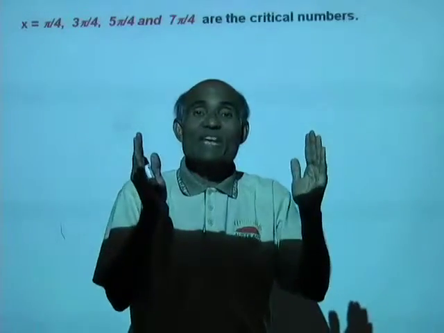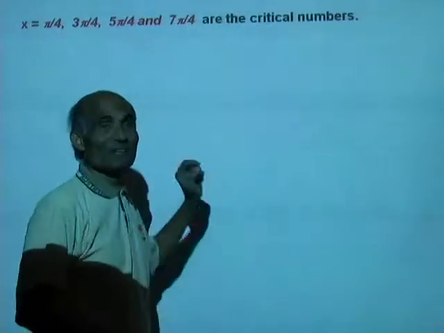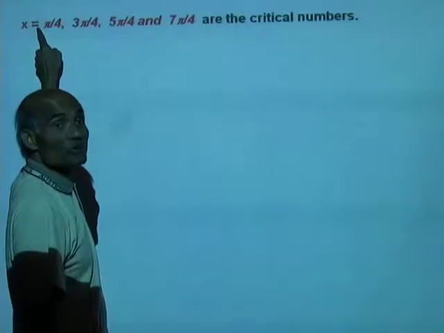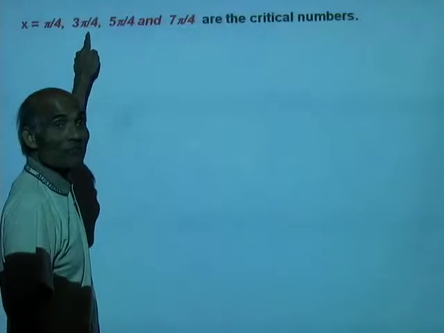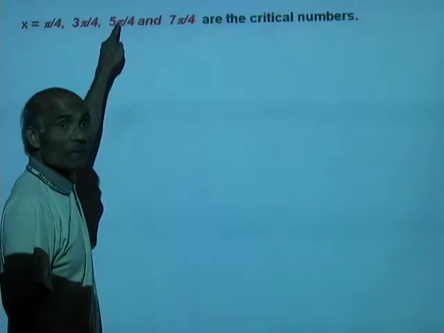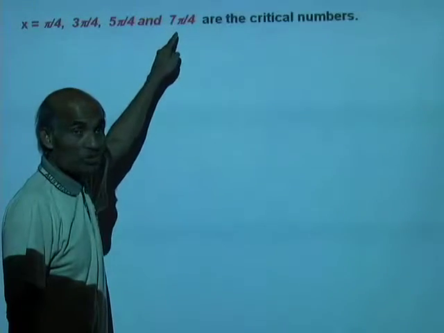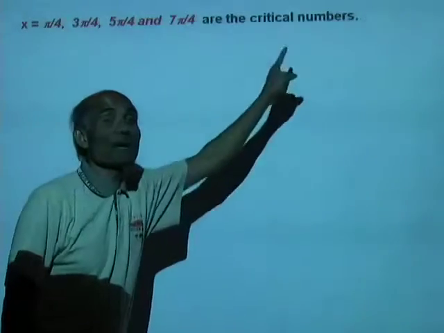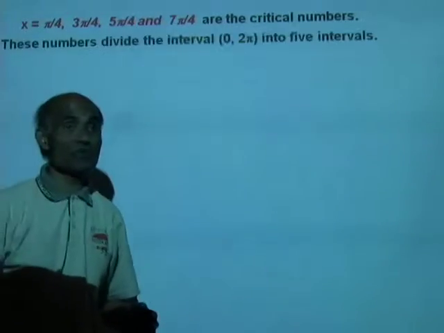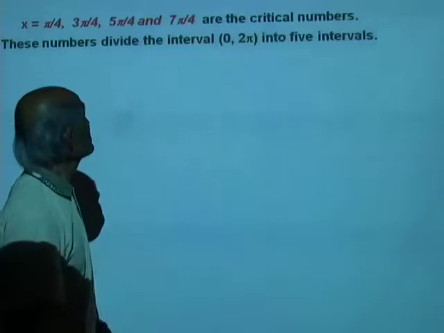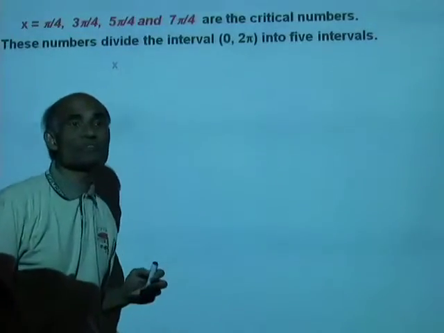Now tell me, how many intervals are there on that interval using the critical numbers? We have the first interval from 0 to pi by 4. The second interval from pi by 4 to 3 pi by 4. The third interval from 3 pi by 4 to 5 pi by 4. And then from 5 pi by 4 to 7 pi by 4. And 7 pi by 4 to 2 pi. There are 5 intervals. So these numbers divide the interval 0 to 2 pi into 5 intervals.